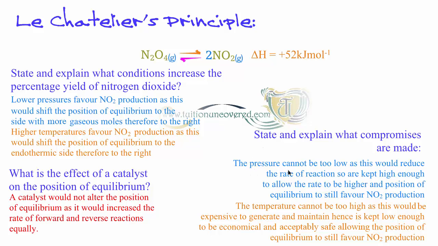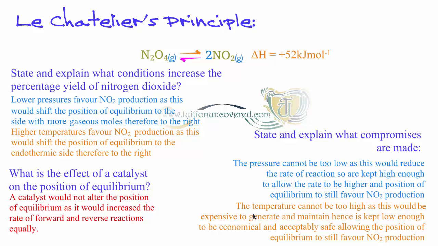The pressure cannot be too low, as this would reduce the rate of reaction, so it's kept high enough to allow the rate to be higher and the position of equilibrium to still favour NO2 production, i.e. if the pressure was too low, it's too slow. If the pressure, however, goes too high, it would start to go backwards. Therefore, we need the pressure to just be high enough for the reaction to be at a good rate without shifting the equilibrium away from NO2, i.e. still favour NO2 production.